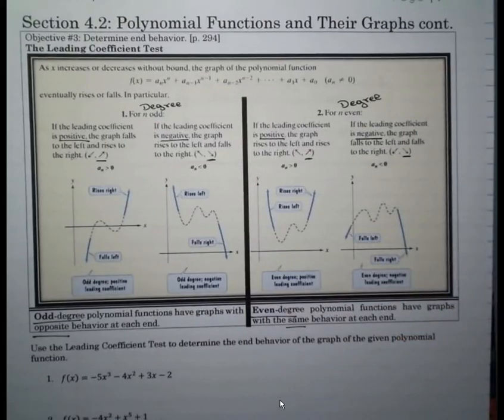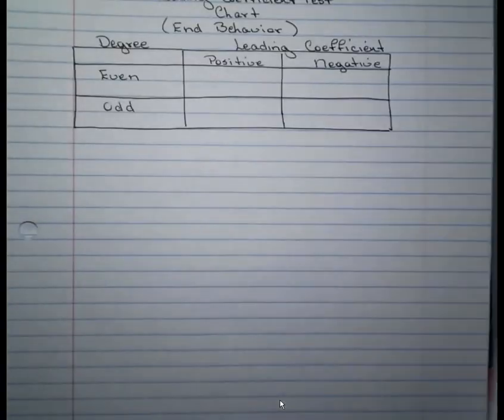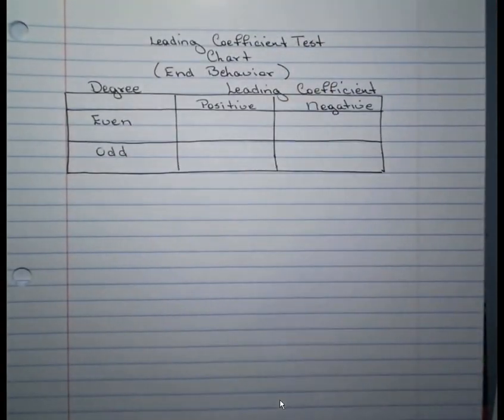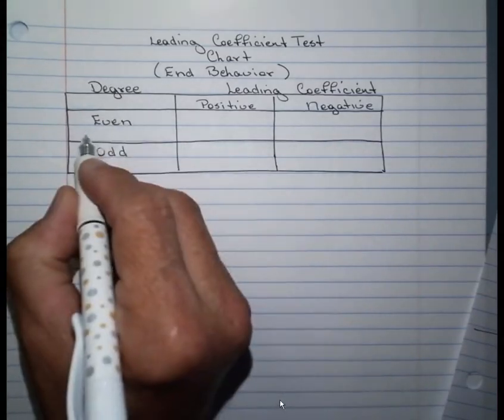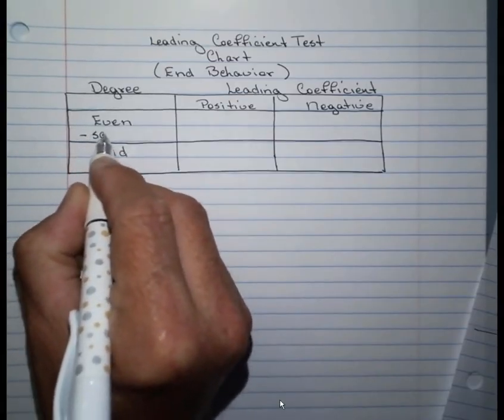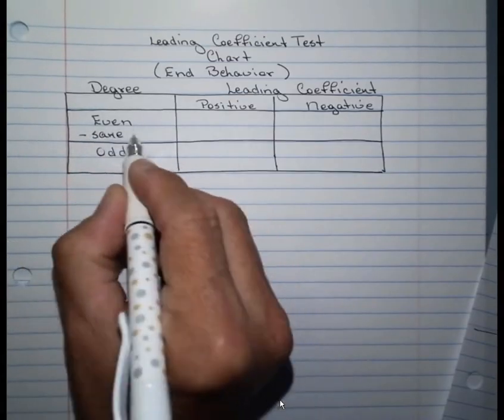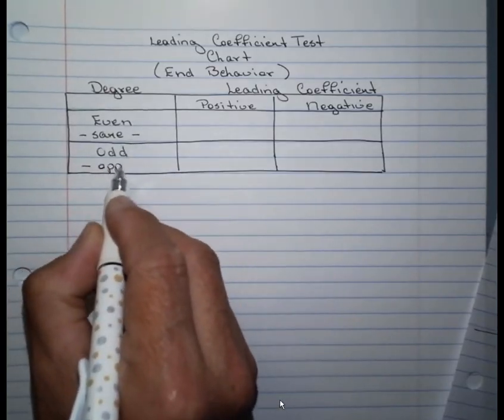All right, let's take a look at the examples at the bottom and see if we can put this to work. But before we do that, I want you to take that information and create a little leading coefficient test chart. This is talking about what the end behavior on the graph is going to do. Well, if it is an even degree, then I expect both of them to do the same thing. So I'm going to write down here, they both have the same end behavior, don't they? If it's odd, I expect them to have opposite end behaviors.